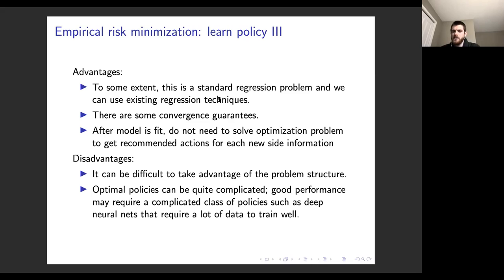Another disadvantage is the optimal policy can be a quite complicated function of the side information. And so you might need some really complicated class of policies to get good performance. And then if you have a very complicated class of policies, that usually means you need a lot of data to train that class of policies. So for example, you might need to do something like deep neural nets, and then you need a ton of data. So this might not be super data efficient if the optimal policy ends up being a very complicated function of the side information.